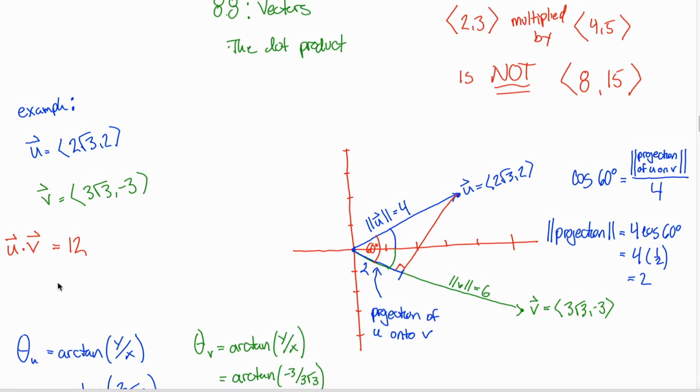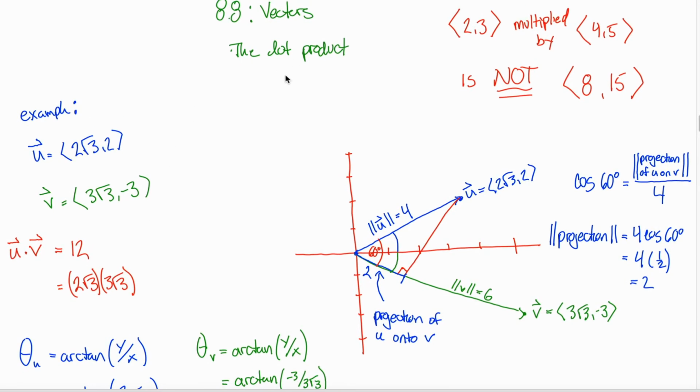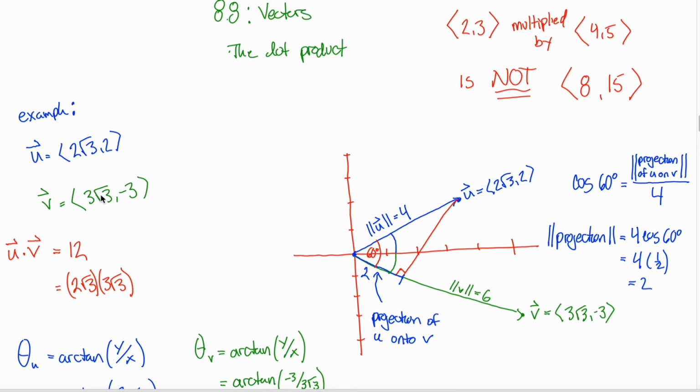It'd be really nice if there was some shorthand way where we could just look at the components of u and v and immediately come up with this value of 12. Well, conveniently there is. With absolutely no idea of how this relates to this picture, what if we took this first component, 2 root 3, and we multiplied it by this first component, 3 root 3? After all, the dot product has something to do with multiplication, so it kind of makes sense to multiply. And you're like, but that can't possibly be the answer because that completely ignores the second components. Okay, what if we then added to that the product of the second components?